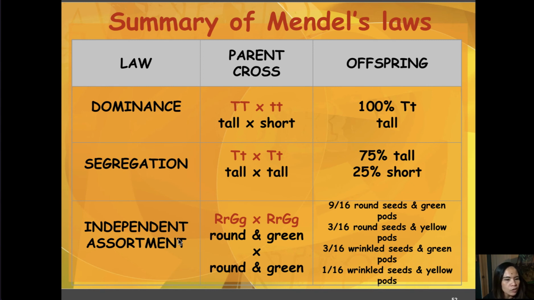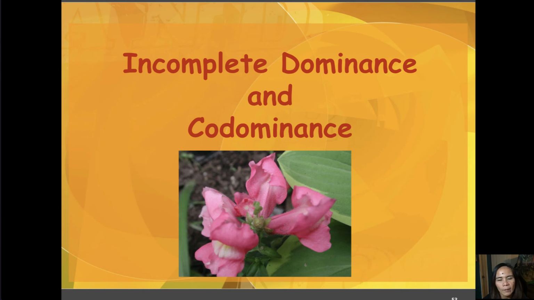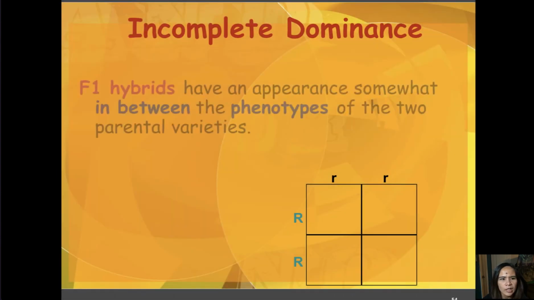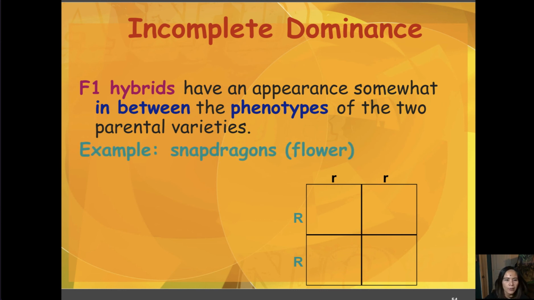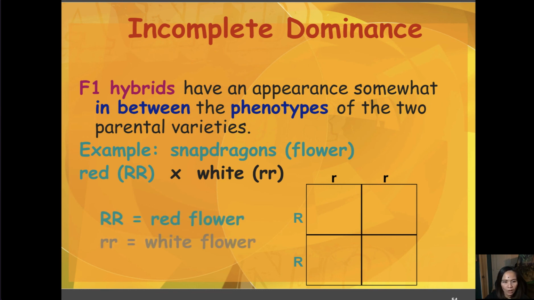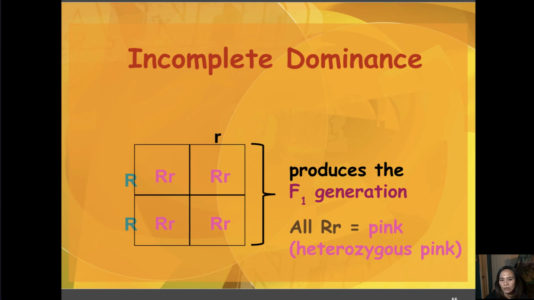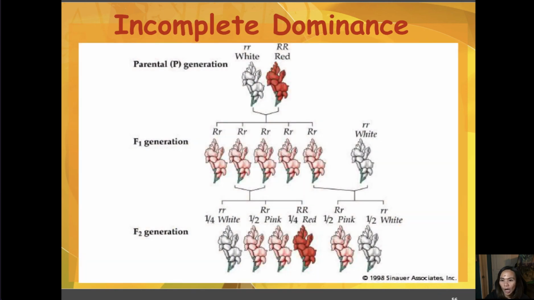And independent assortment is very evident in our dihybrid cross, wherein we have two traits crossed, resulting in our 9:3:3:1 ratio. Now let's move on to incomplete dominance and codominance. Incomplete dominance is when F1 hybrids have an appearance somewhat in between the phenotypes of the two parental varieties. For example, with snapdragon flowers, when you cross red and white, it is not one or the other, but instead results in a different color, which is pink over here. So that is incomplete dominance.